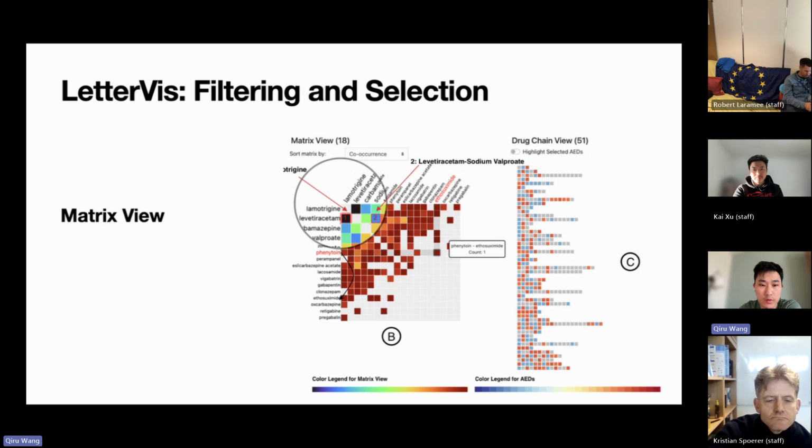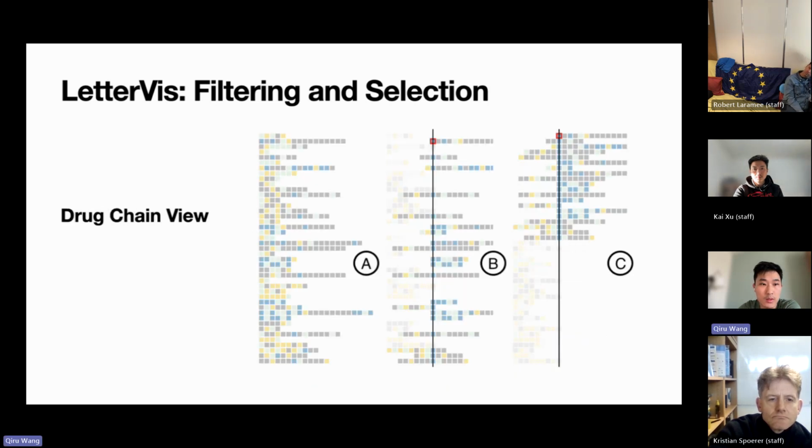LetterVis also supports advanced filtering and selection features via this matrix view, which helps users explore associations and patterns in drug code prescriptions, supporting comparative analysis across the entire dataset. And after the matrix view, there's another view called the drug chain view, which extracts all the drugs and prescriptions from the dataset. This view supports analyzing treatment patterns, identifying unusual prescription combinations, and detecting inconsistencies in the dataset.